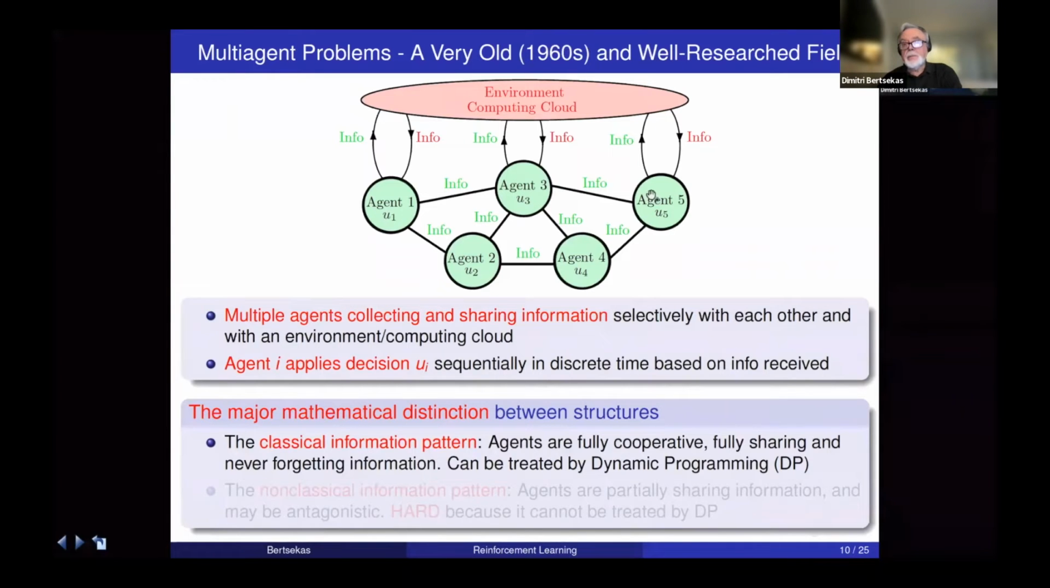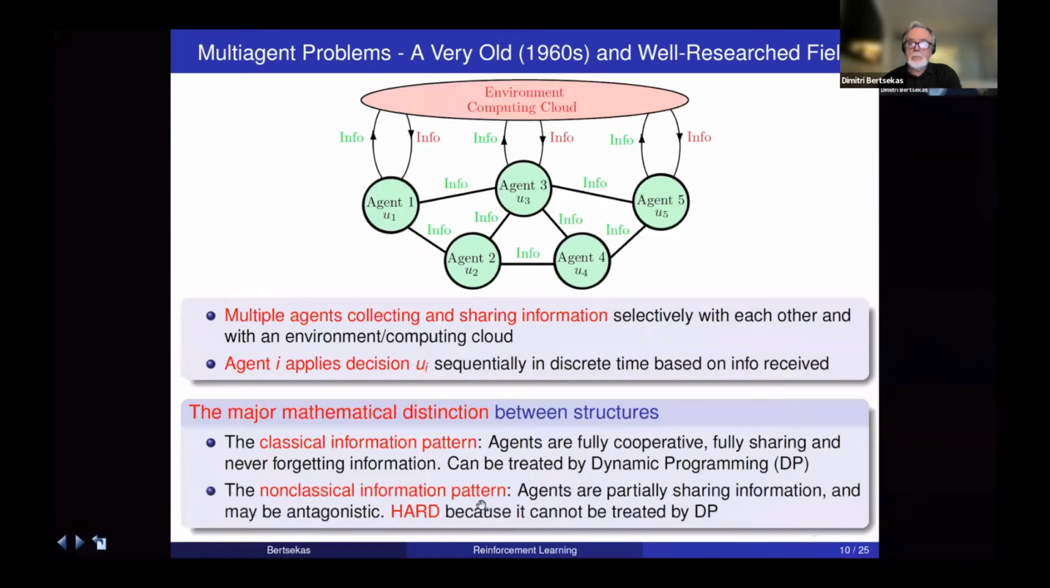Now, if this is the case, then we can view the collective decisions of the agents as a single decision, essentially, applied by a single super agent, if you'd like. And with that view, we can apply dynamic programming. Okay. So that's the main consequence of assuming this classical information pattern. It can be treated by dynamic programming, therefore bringing into play the algorithms that we have been discussing and the full methodology of dynamic programming.